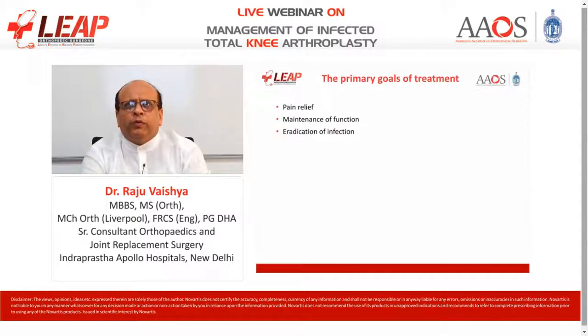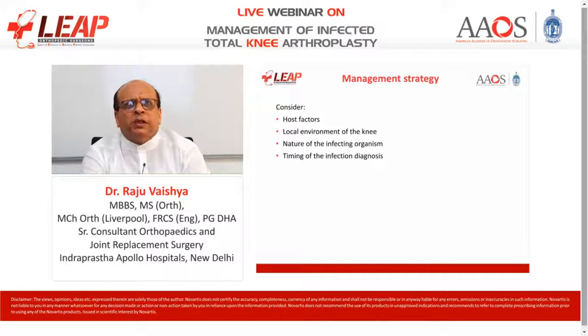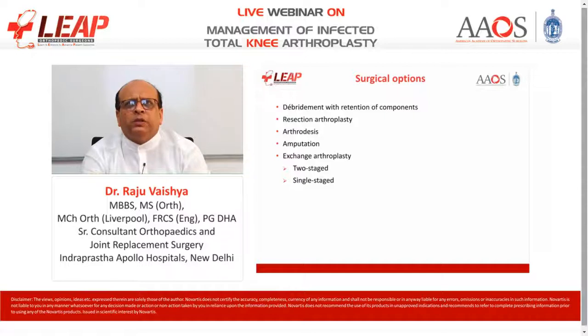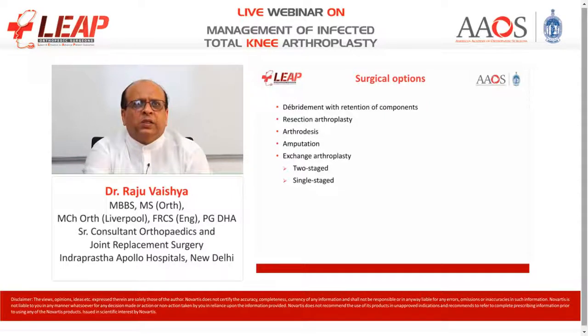So the primary goals of treatment after infected total knee arthroplasty include pain relief, maintenance of function, and most importantly, eradication of infection. The management strategy should consider the host factor, that is the patient, the local environment of the knee, the nature of the infective organism, which is very important, and timing of the infection and when the diagnosis was made. The surgical options include debridement with retention of components, resection arthroplasty, arthrodesis, amputation, and exchange arthroplasty in 2-stage or single stage. And I will discuss all these one by one for you.